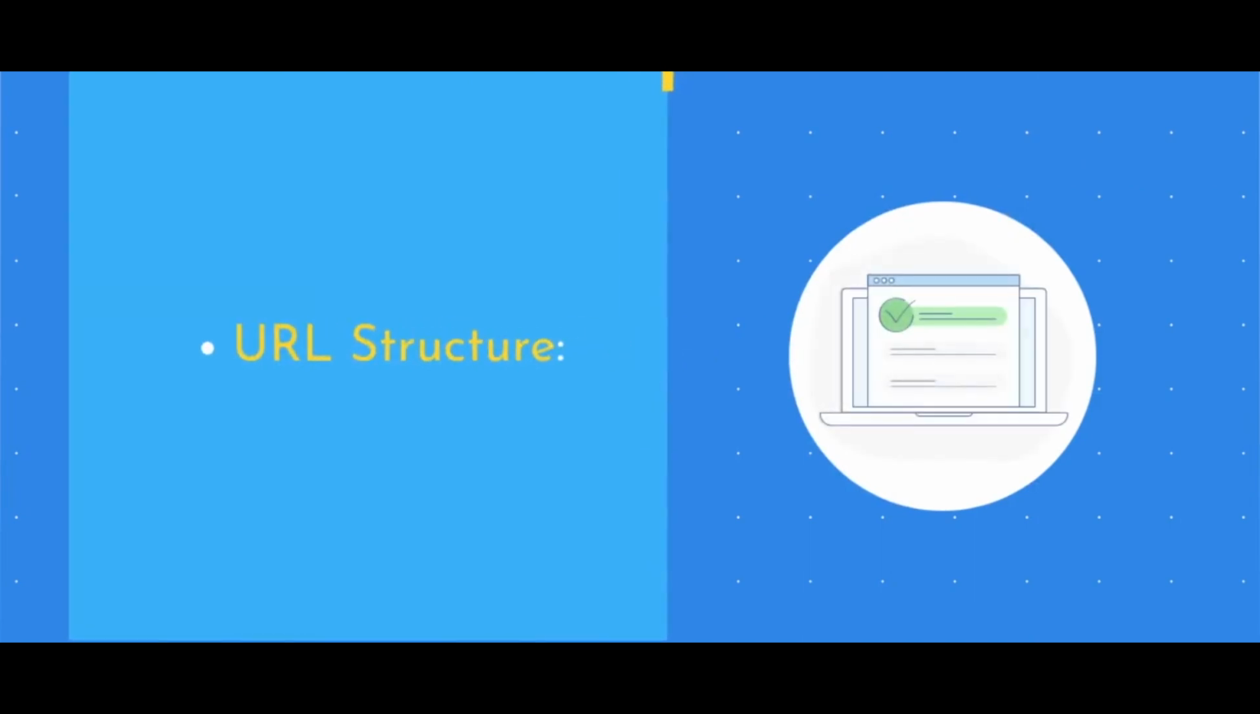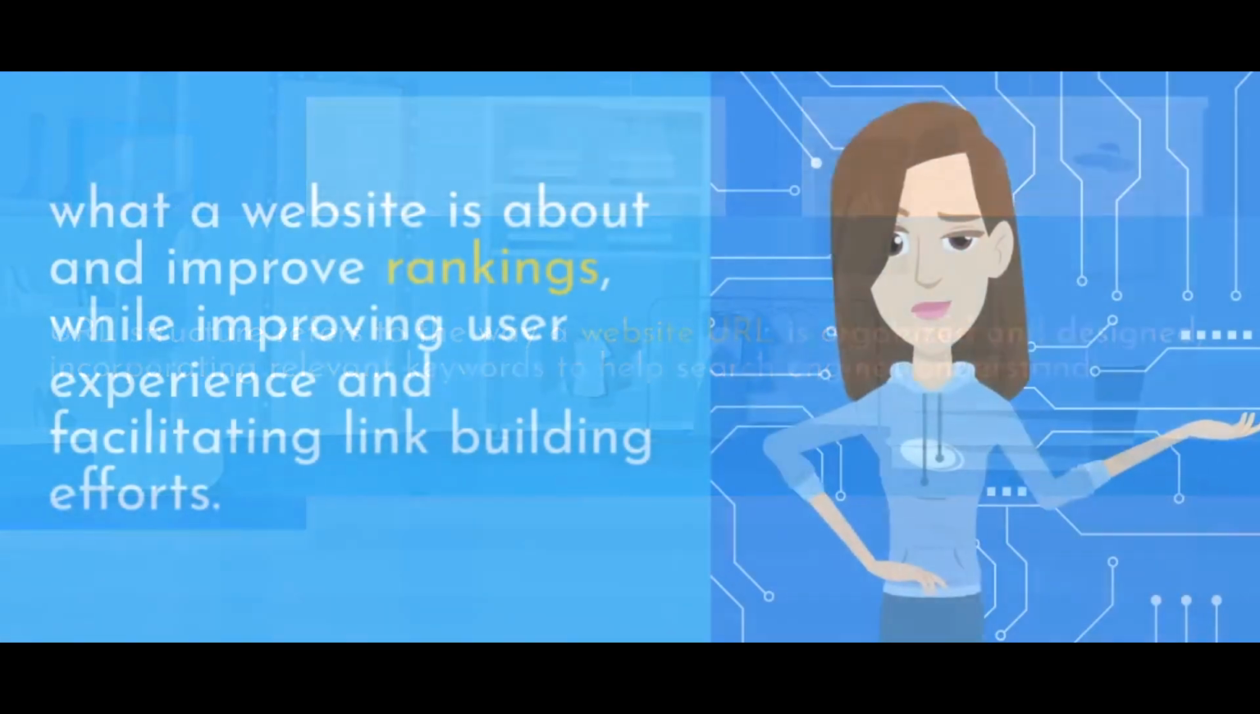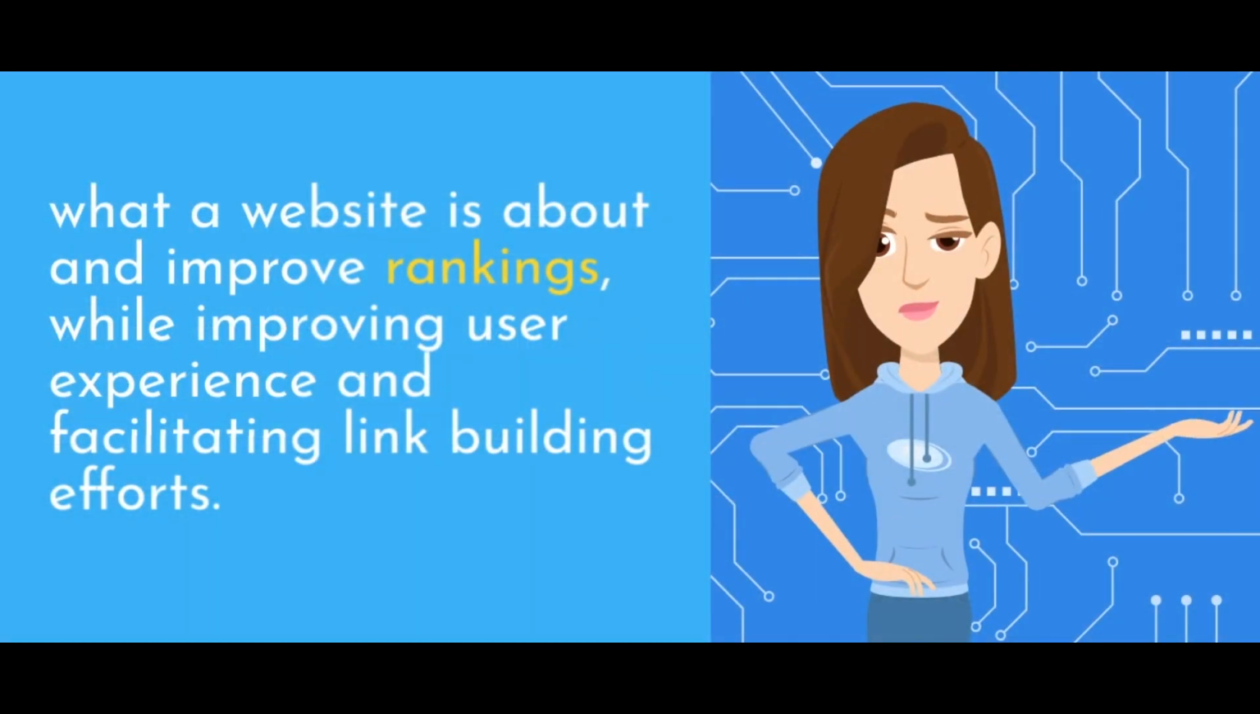URL structure. URL structure refers to the way a website URL is organized and designed, incorporating relevant keywords to help search engines understand what a website is about and improve rankings, while improving user experience and facilitating link building efforts.